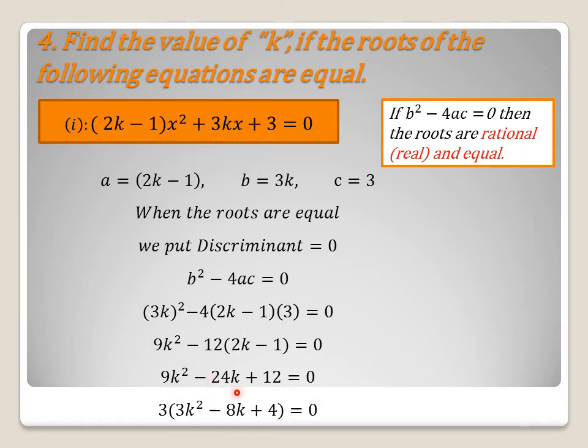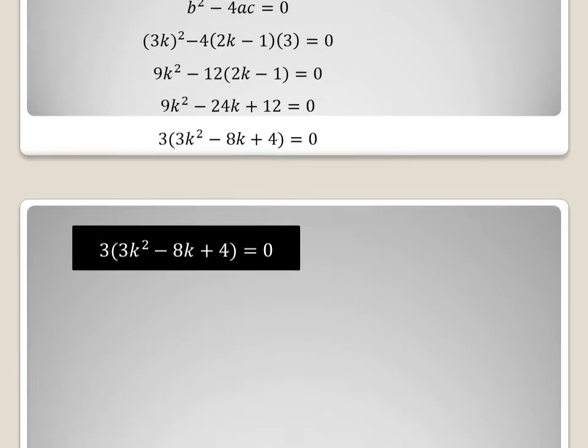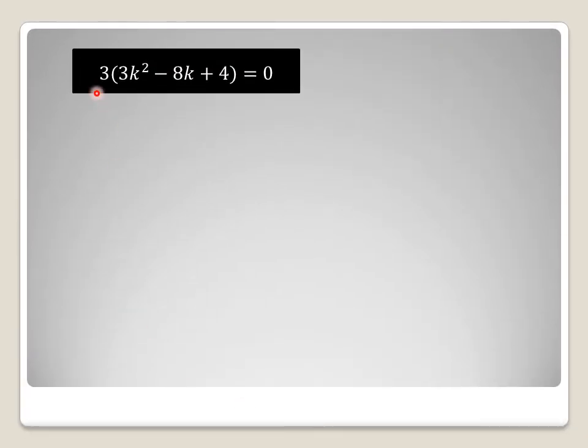Here also we can take the common digit as 3. So, taking 3 as common digit, the things remaining inside the bracket will be 3k square minus 8k plus 4 equals to 0. This is the last step. Again we have to take 3 to the other side of the equation and it will become equals to 0.